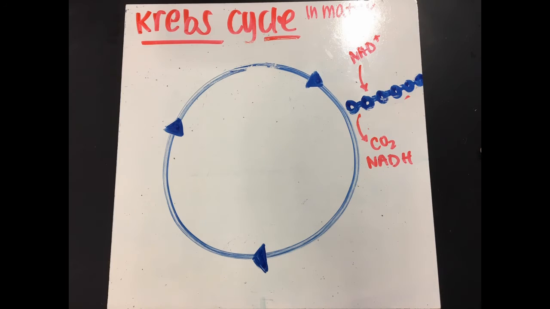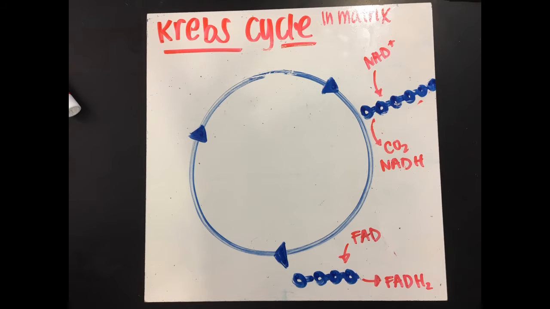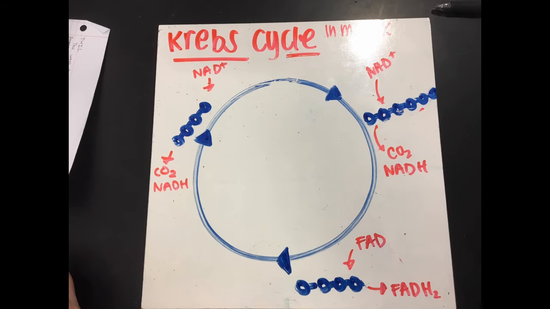This 6-carbon molecule will lose a carbon, forming CO2 as a waste product. NAD+ will then come in, forming NADH while taking electrons. This process will continue. However, instead of NAD+, FAD may be used to form FADH2 when it takes in electrons.